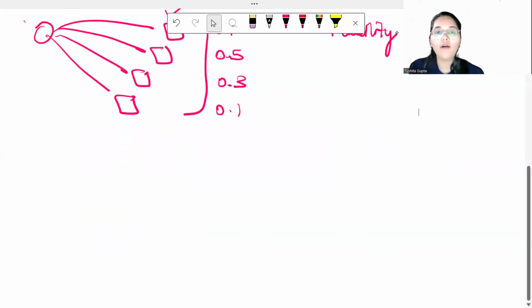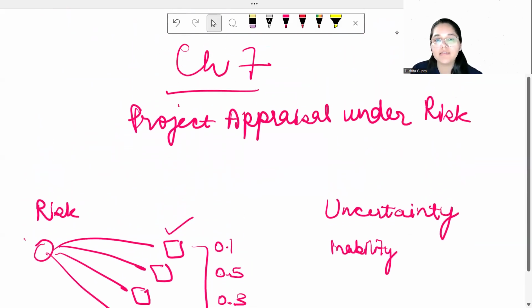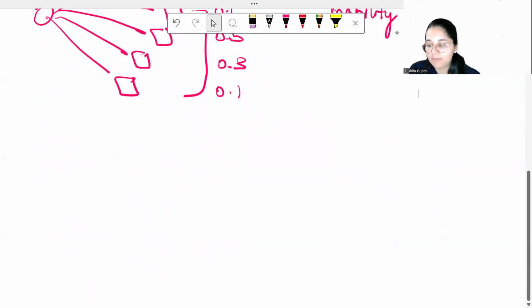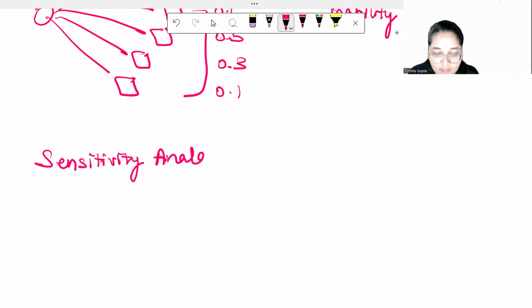All right, so how do we incorporate risk and uncertainty in our project appraisal is what we are learning in this chapter. So the next concept that we talk about is sensitivity analysis, or you can also call it a what-if analysis.